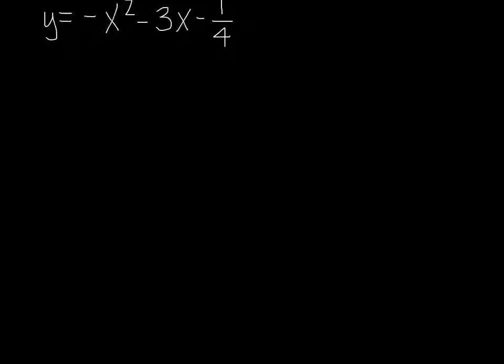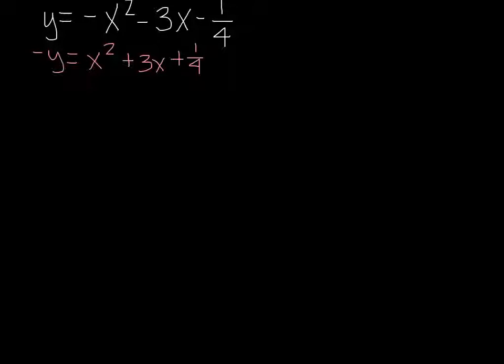So this example is y is equal to negative x squared minus 3x minus 1/4. While a is technically negative 1, it has to be 1 in order to do completing the square. So just like last time, you want to divide that out so that the coefficient of x squared is a positive 1. If we divide everything by negative 1, we're going to end up getting negative y is equal to positive x squared plus 3x plus 1/4. Remember, multiplying or dividing by negative 1 is really just changing the sign of everything.